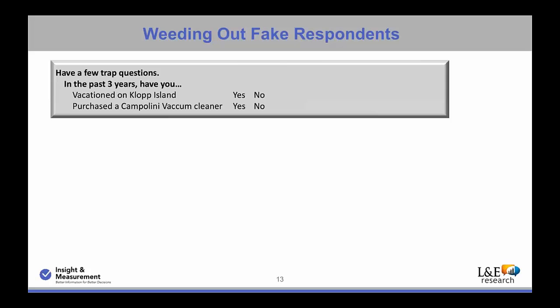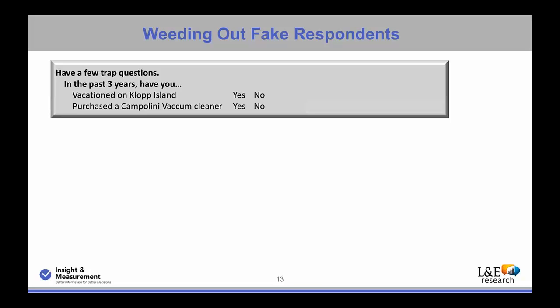I like a trap question like this. Okay, in the past 3 years, have you vacationed on Clop Island, purchased a Campbellini vacuum cleaner? Well, none of these exist. So a person who's trying to squeeze their way in, I know they think they need to say yes to something. So set up a circumstance where you know the answer is no, and they're in a situation where in order to get in, they think they have to say yes to do that.